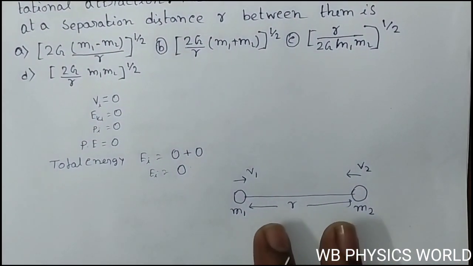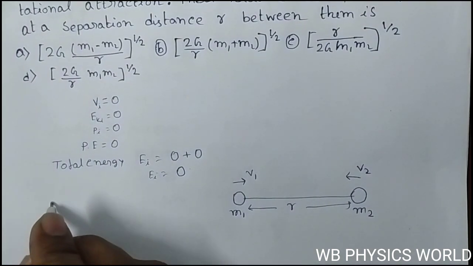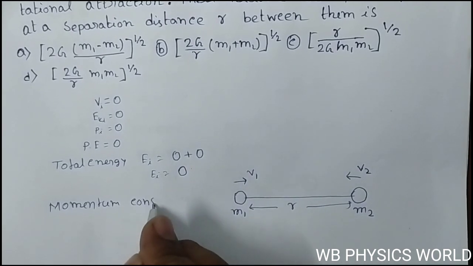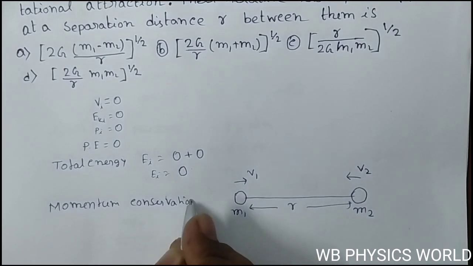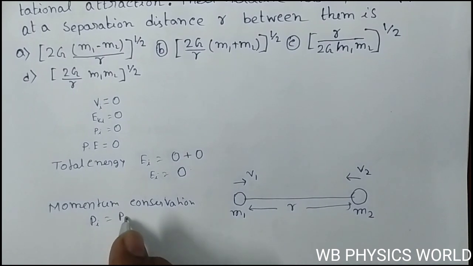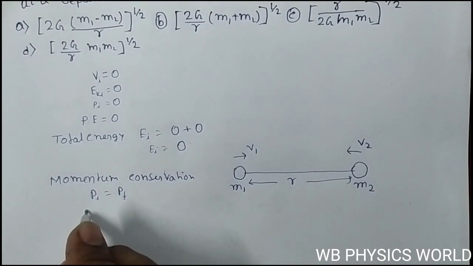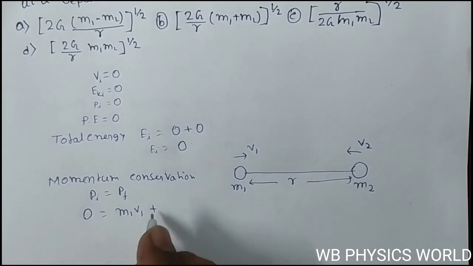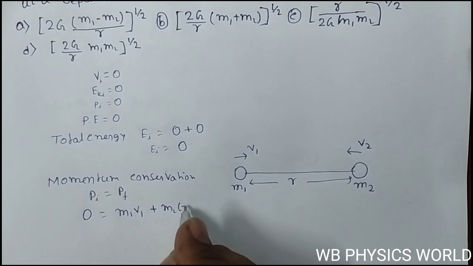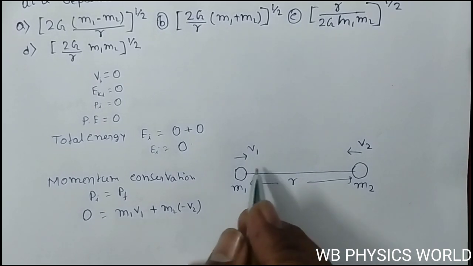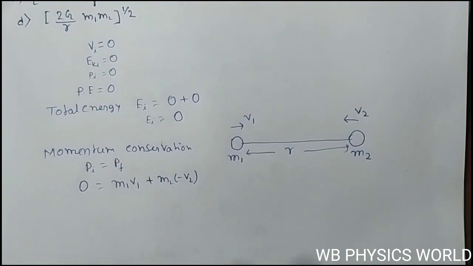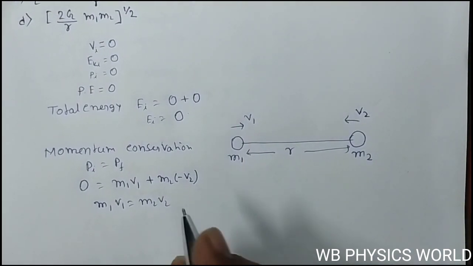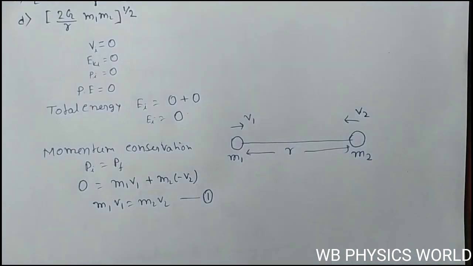So from momentum conservation, initial momentum is equal to final momentum. Initially the total momentum is 0, and the final momentum is m1 v1 plus m2 times minus v2. Since v2 is opposite to v1, m1 v1 equals m2 v2. Let's say this is equation 1.